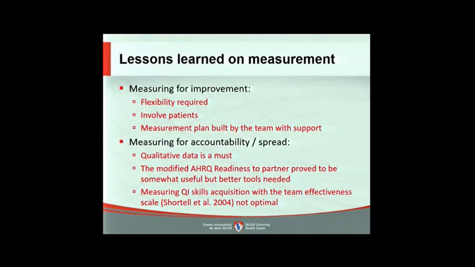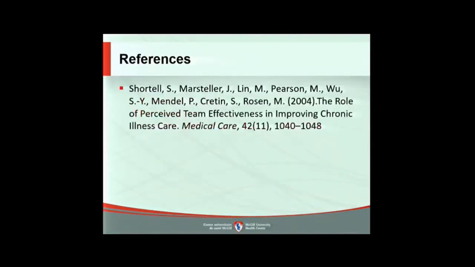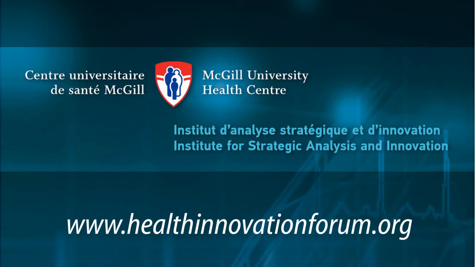When you measure for improvement, to know if your project works, you need some flexibility. You need to involve your patients in measurement, and the measurement needs to be driven by the team. And when you measure for accountability and spread, qualitative data is a must. The readiness for partnership tool, I think I'm going to use it again, because there's something to learn from it. But I'm still looking for a good tool to know if the people in the team got the QI skills that we try to give them. So that's about it.